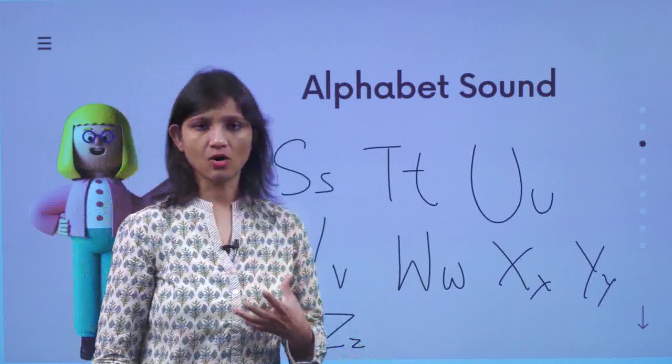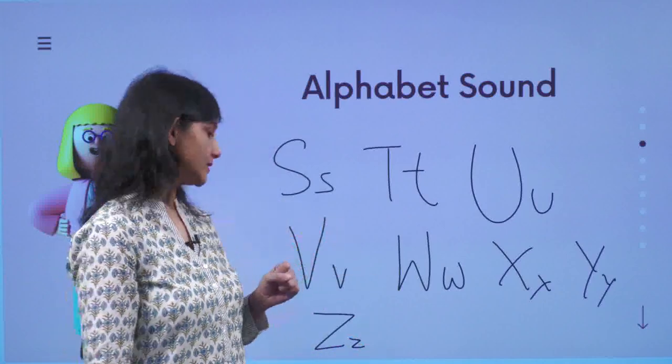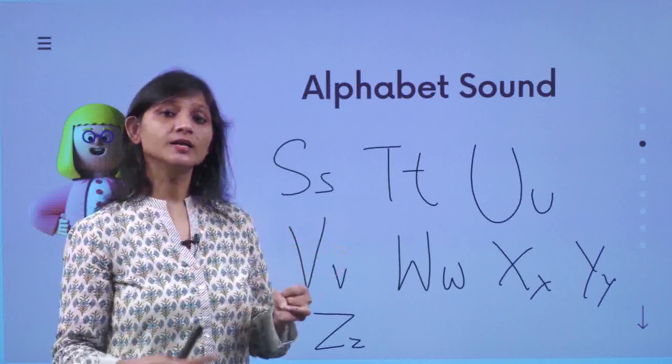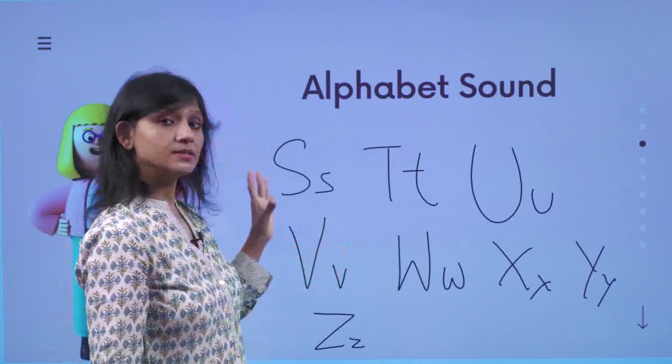That is Z. We call it Z or Zed. What is the phonic sound of Z? Z, Z, zebra. Z, Z, xylophone. Okay? So, S, S, snake.